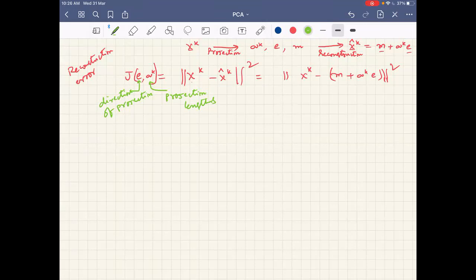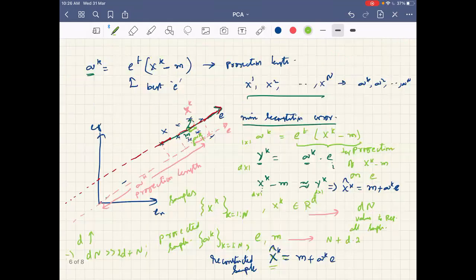Sir, I have a small doubt. Yes, please ask. I think I have missed something. ak is a dot product of xk along E, no, sir? Right. We are assuming ak to be the dot product of xk minus M with E. This is correct if I do perpendicular projection. Whatever we discussed is correct.